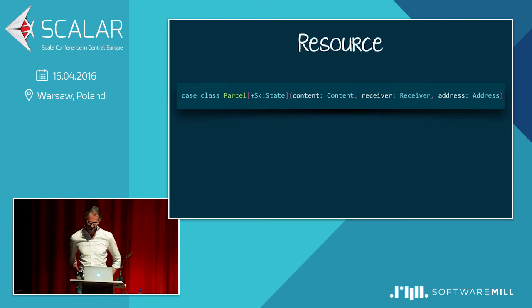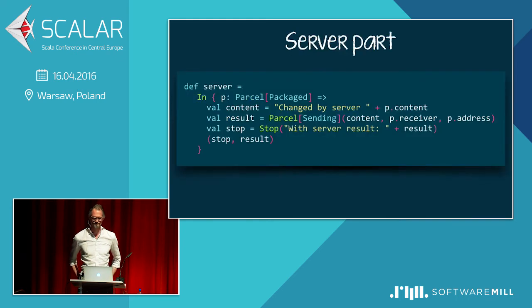And of course, now we want to send this parcel, right? So we want our server to be able to receive this parcel in packaged state. We want to change its content, and we want to return some result back to the caller. After that, the server just wants to stop the communication. So it returns the desire to stop the communication and the result of the calculation.